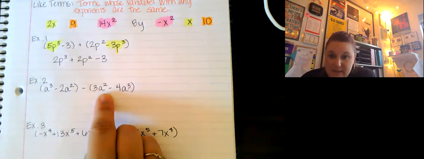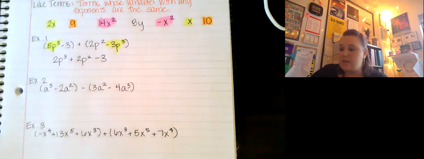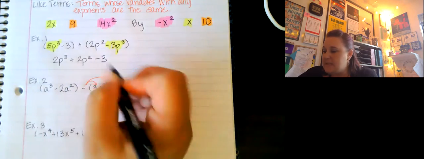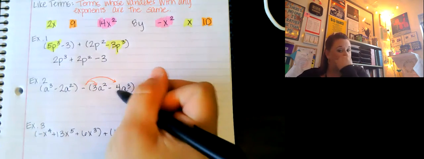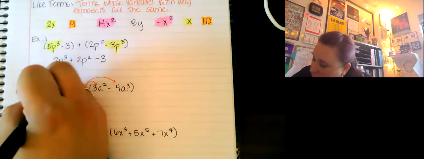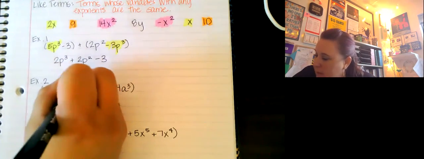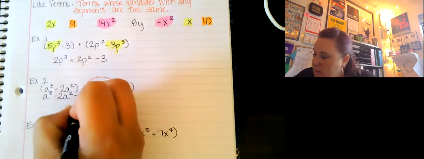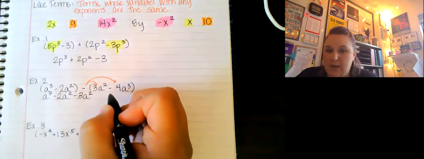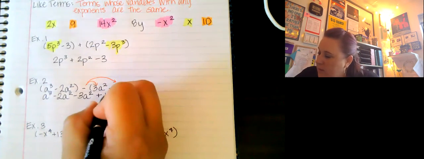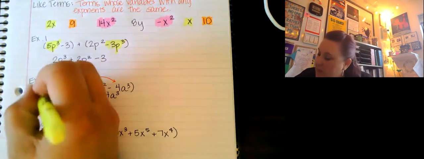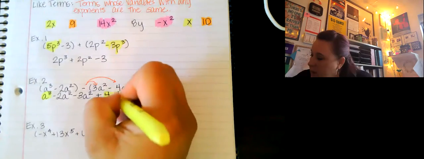Now, when I subtract something that has a negative, for example, what is that going to do? It's going to change it to a positive. So we're going to treat that as something where we have to do distributive property. So we're going to distribute that minus to the 3a squared and to the minus 4a to the third. So what that's going to change it to is really saying a to the third minus 2a squared minus 3a squared. Now when I double minus, or subtract a negative, it really becomes plus 4a to the third.